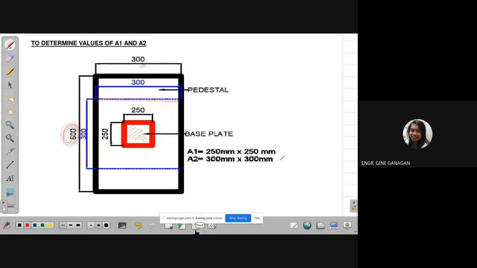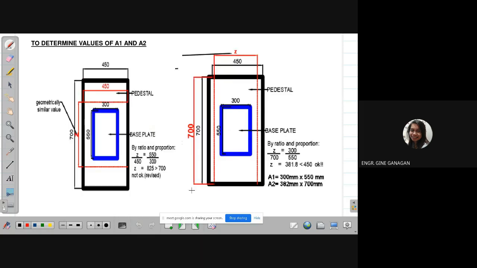Okay? So, what if naman yung ating pedestal and base plate is in rectangular shape? So, yung pedestal natin, rectangular. Yung base plate natin, rectangular din. Okay, paano natin kukunin yung area 1 and area 2? Okay? So, yung area 1 natin, in contact pa rin. So, yung area pa rin ng ating base plate.